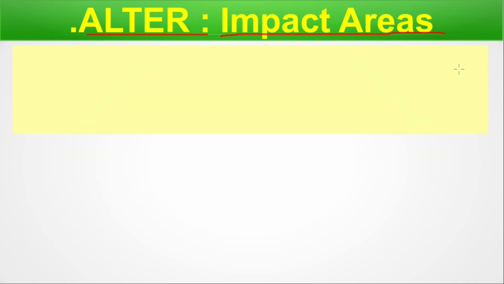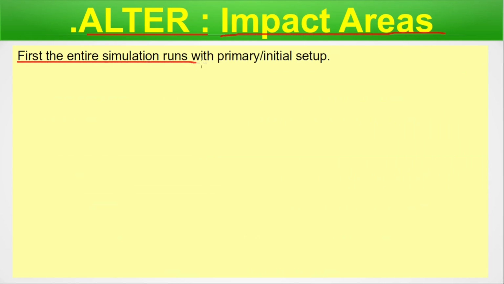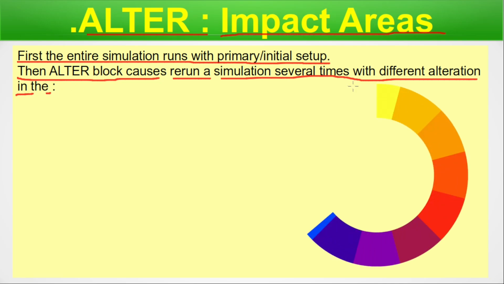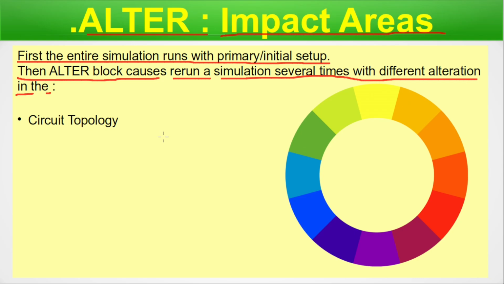can impact. First, the entire simulation runs with the primary or initial setup, and then the alter block causes a rerun of the simulation several times with different alterations in a wide spectrum of things. Now, this wide spectrum of things is listed down. Let's see the list. First is the circuit topology. Next one is the models. Next one is the library components.